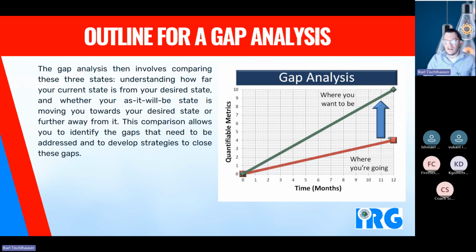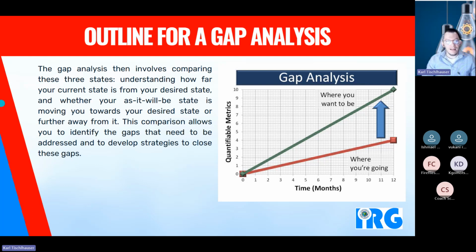But then the desired state speaks to where we want to be. And if we alter our course of action, we redirect our focus, this is where we could be. And this would be the desired state. So understanding these three different states would allow you to really get an understanding of what the gap is between where you are now and where you want to be, and where you will go if you don't take any action. Okay, and that's the kind of gap analysis I want you guys to be doing.